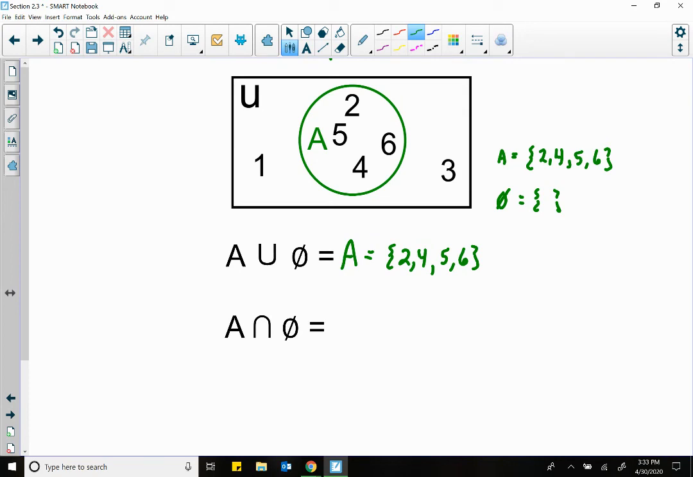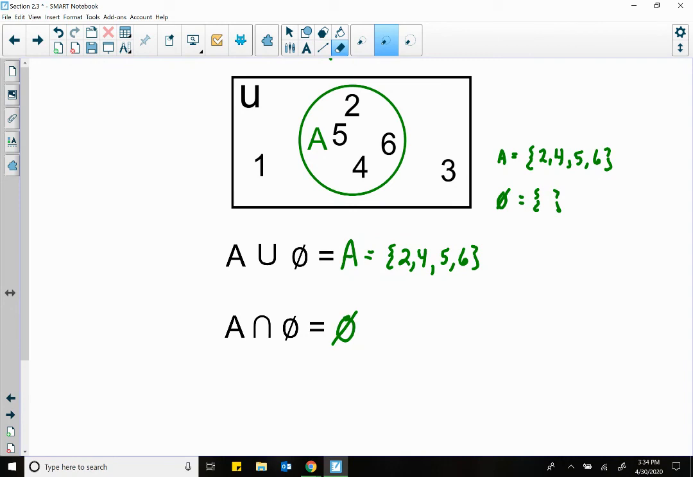Okay? Now let's think about the other one. A intersect the empty set. So what do set A, which is 2, 4, 5, and 6, and the empty set have in common? Hopefully you said nothing. So A intersect the empty set is just the empty set.